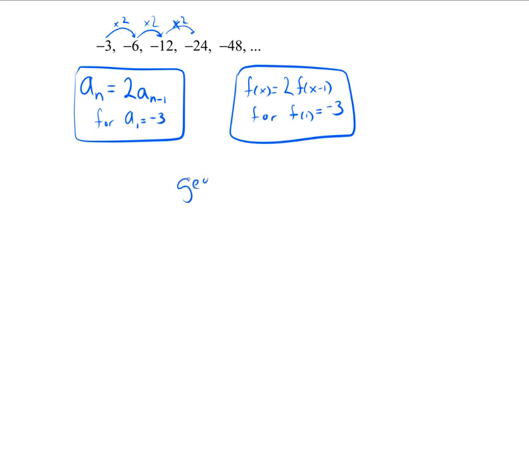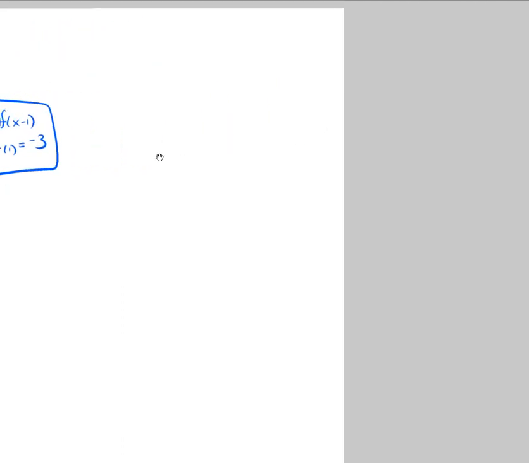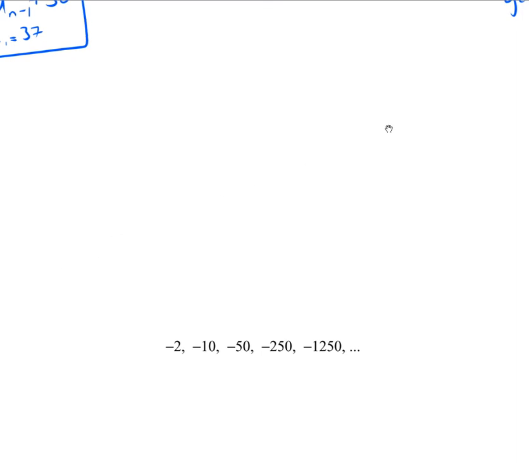And once again, it's a geometric sequence because we're multiplying each time in order to get my pattern. So once again, this is the pattern here, and we're multiplying each time to get the next number in the sequence. All right, so let's go ahead and move on to the next problem. I think I can find one down here for us.